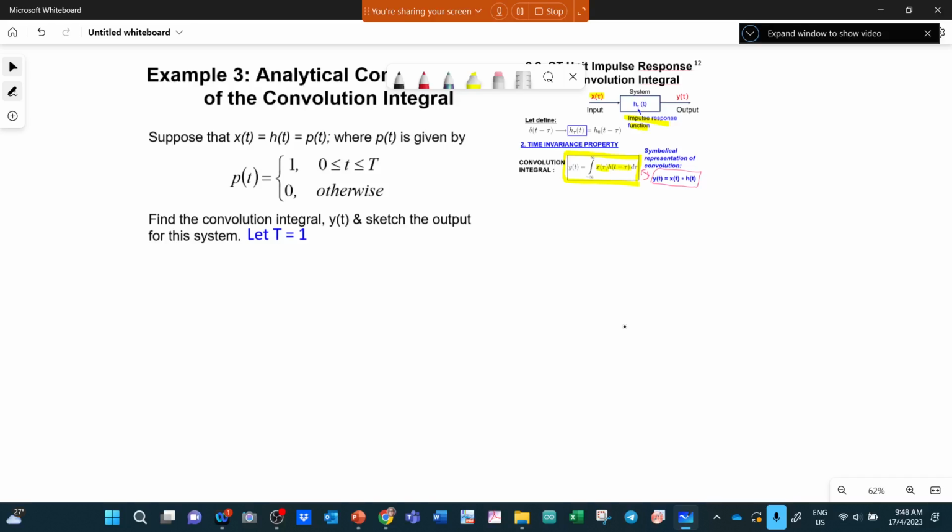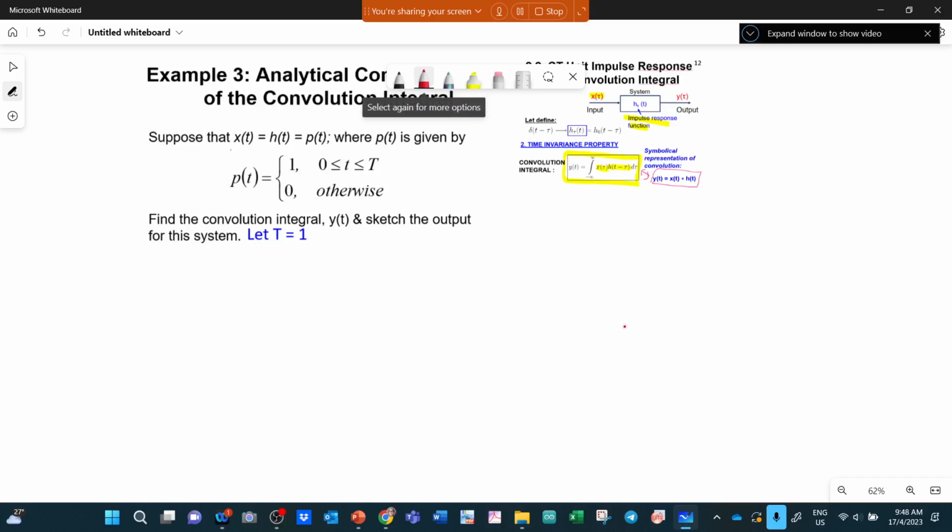So if you see this example, Example 3 suddenly appears because the note says start with discrete time, the one before this. So just ignore that numbering. If you see this one, you are not given any graph, but you are given the equation, the function. Suppose that the signal x(t) equals h(t) equals p(t), where p(t) is given by 1 between 0 to T, and 0 otherwise.